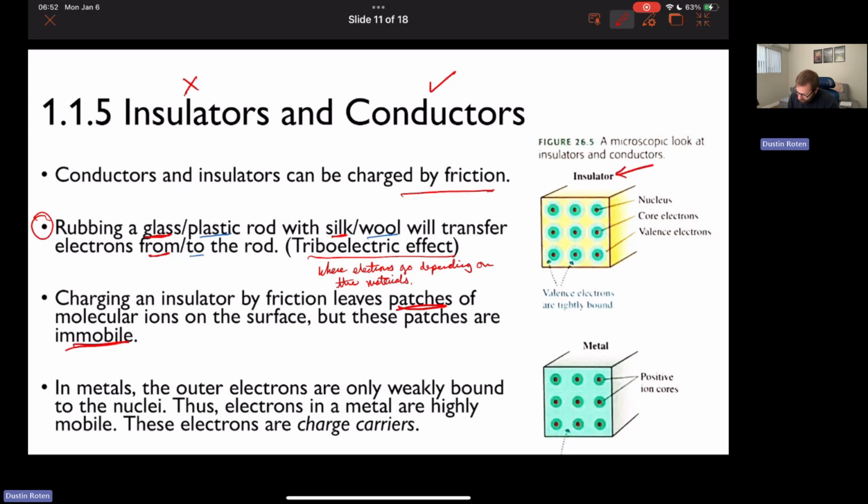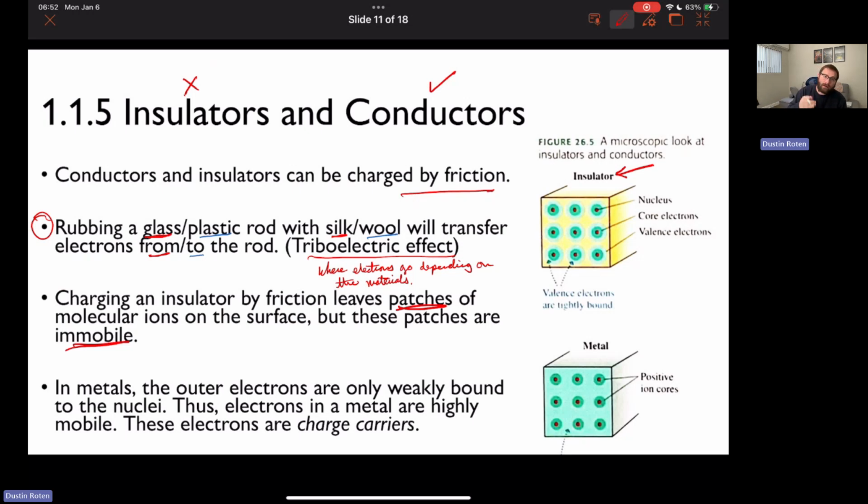So you can see here in our insulator, we have all these atoms. They have a nucleus, they have core electrons, they have valence electrons. These valence electrons are essentially outer electrons. They're tightly bound to the nucleus. So you may have an excess of electrons around these nuclei, but they're not going anywhere. They make up a net negative charge here, but they're not flowing through the material. It's just sort of localized negative charge.